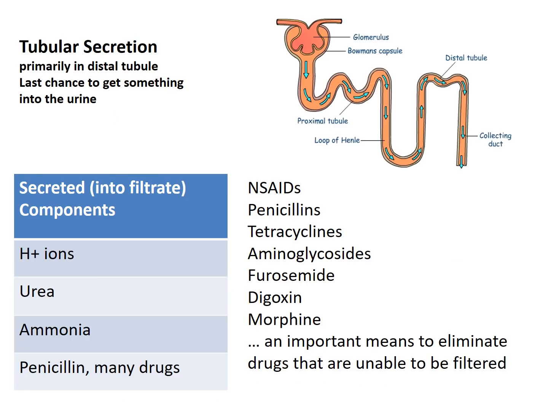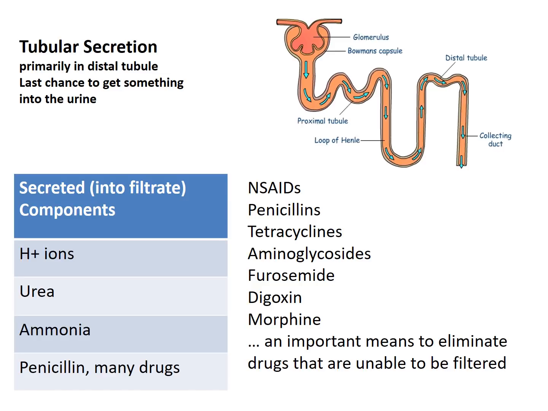Tubular secretion now is a little bit different. In the glomerulus, we filter the substances. That's passive. We don't need any active transport mechanism to do it. But later on in the tubules, particularly in the distal tubules, we have some mechanism to get more substance into the urine filtrate. And that is done through active transport processes referred to as secretion.